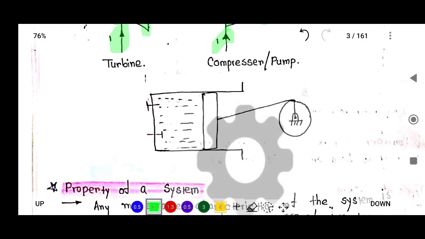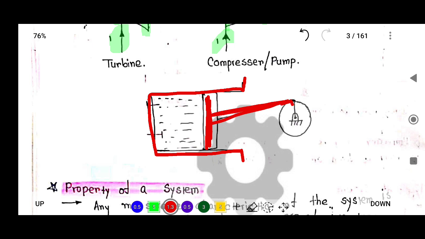Similarly, there is a cylinder, and inside this cylinder there is a piston. The piston is connected to a connecting rod. There is a crank, and the connecting rod is connected to the piston by a gudgeon pin. There is the inlet valve and the exit valve. This is an example of an open system.